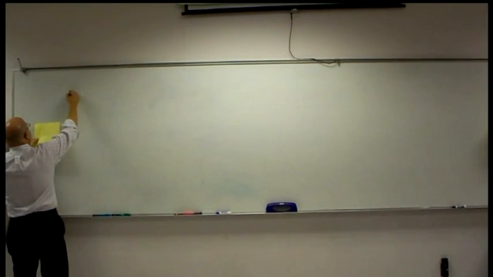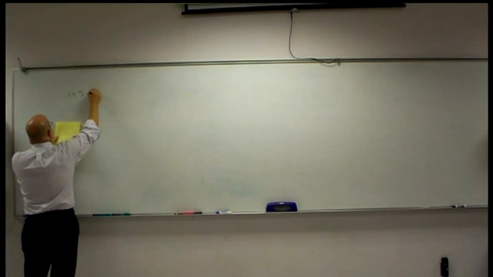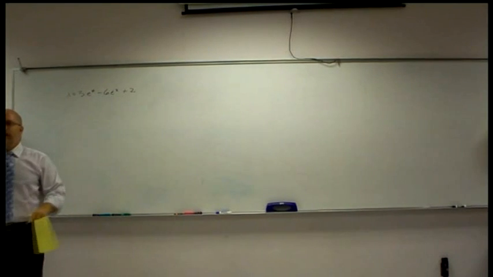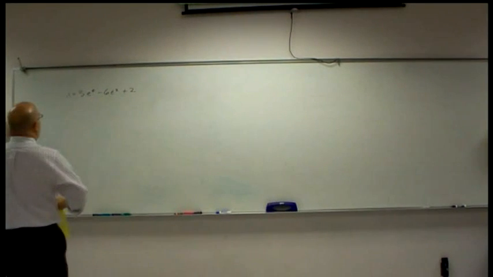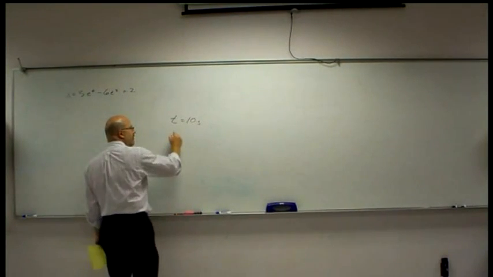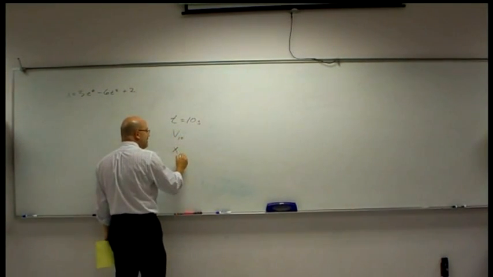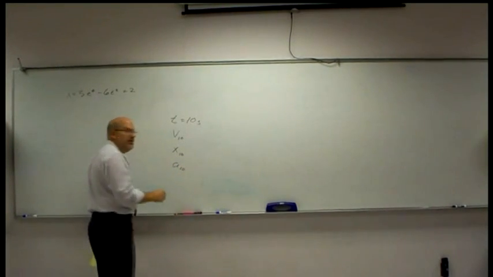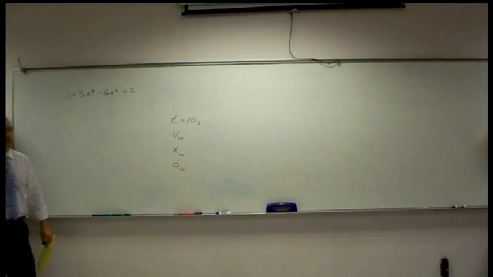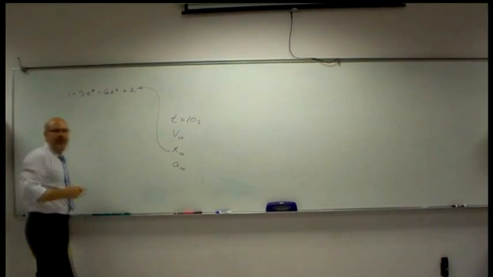All right, x equals 3t to the 4th power minus 6t squared plus 2. Is the acceleration constant? No. Oh no, the acceleration is not constant. So wait a minute. At time equals 10 seconds, how do I figure out the velocity at 10 seconds, or where it's at at 10 seconds, or its acceleration at 10 seconds? How do I do that? One of these I can find right now. Which one? X. I just plug it in and solve it.